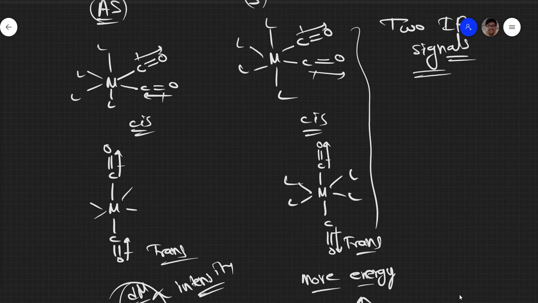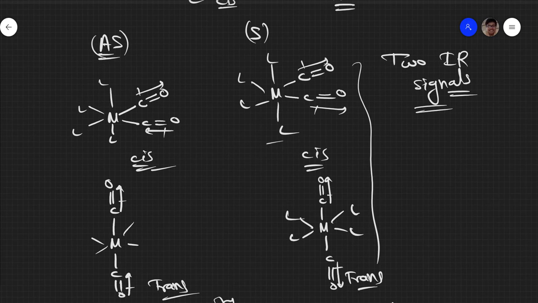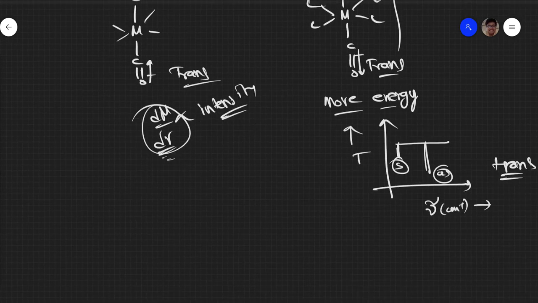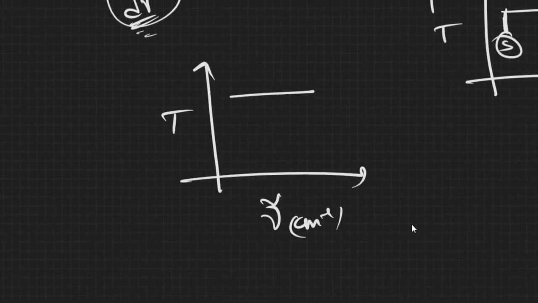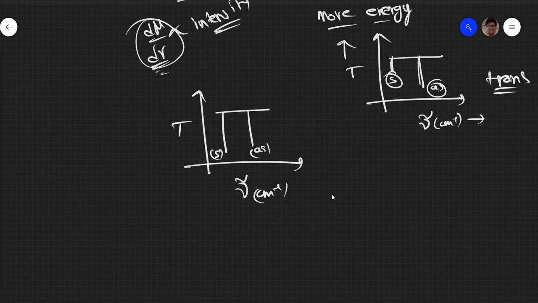But what about this cis one? We can see that for both the symmetric and antisymmetric stretch, they have higher dipole values, because in both cases they do not cancel each other. So for the cis one, the intensity will be much more similar, and that's the case here.